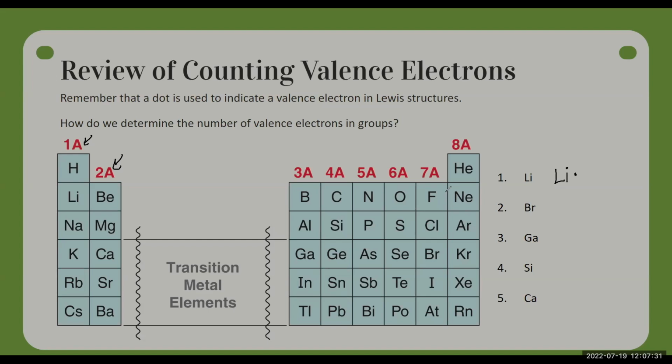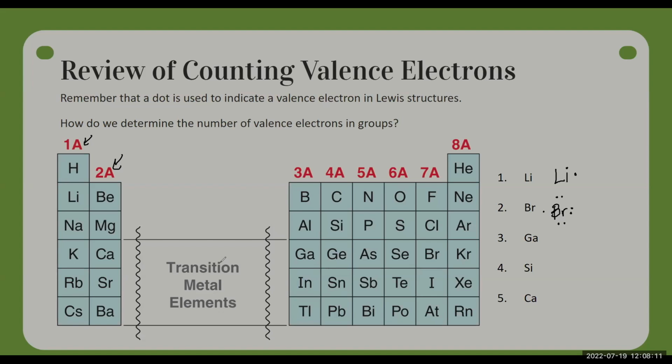Now how about bromine, Br? If we look around on the periodic table, we can see it is under group 7A. Therefore, bromine should have 7 valence electrons. We can indicate it by drawing the chemical symbol, and when we add valence electrons, remember that we always put one on each side first, and then pair them up at the end. So 1, 2, 3, 4, 5, 6, 7. This is the Lewis dot structure for bromine.